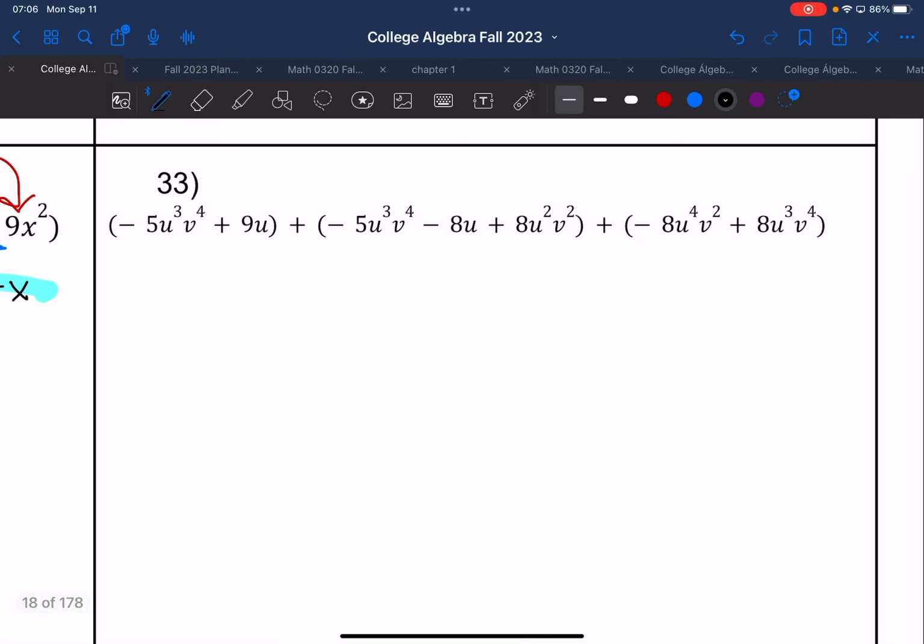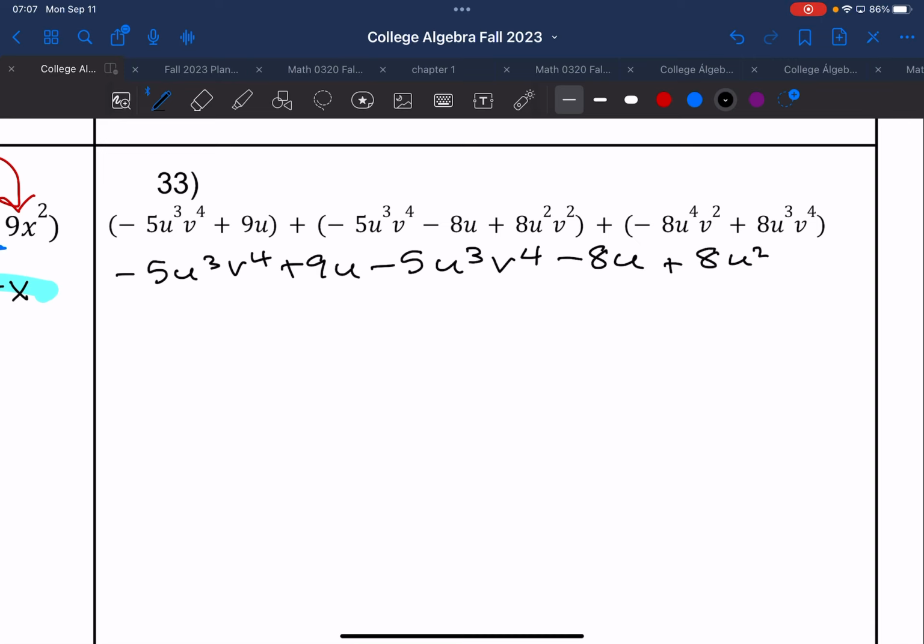On number 33, do we need those parentheses? No. Why? It's added. Good, all of them are being added, so we don't need any of the parentheses, so we can go ahead and drop them right away. So I'm just gonna rewrite this without the parentheses. Again, I'm writing out every single step. You could just cross out the parentheses if you have this printed in front of you.